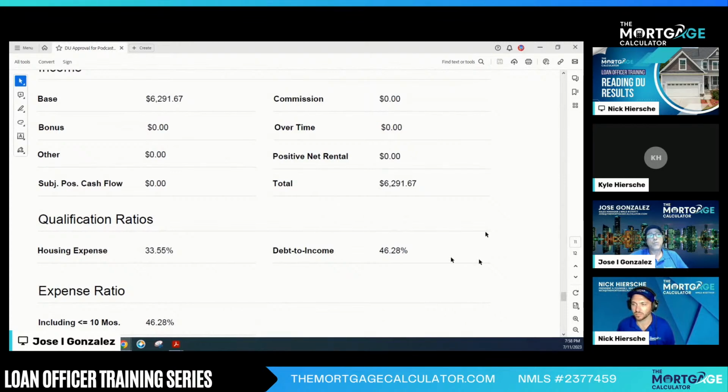Shouldn't be any reason. Now, what happens sometimes is that DU is smart, right? And it's going to say, wait a minute, that's an installment account. There's less than 10 payments left on that installment account. You don't get accounted.